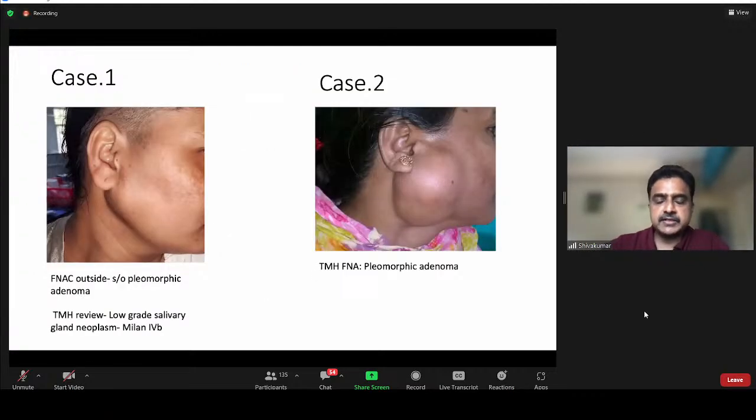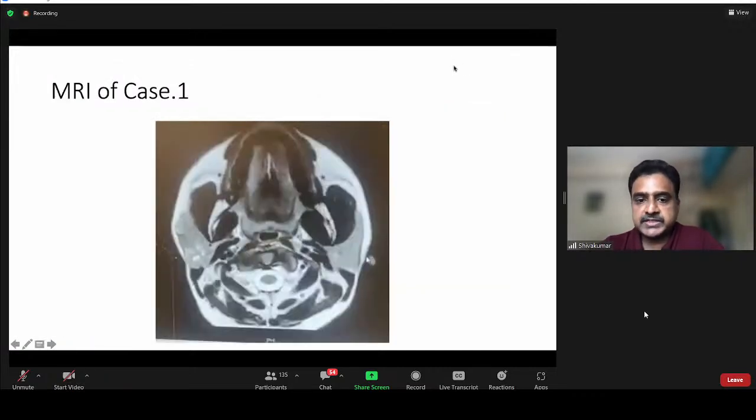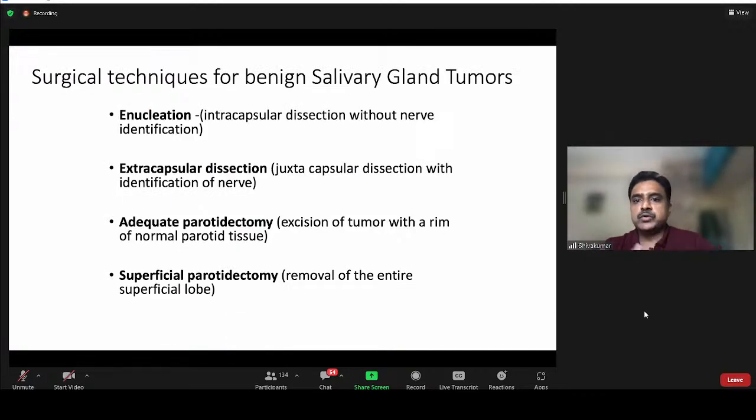Right. So now that we have investigated this patient, this was the FNA. The case 1 patient from our review suggested a low-grade salivary neoplasm, Milan 4B, and the case 2 patient was a clear-cut pleomorphic adenoma. Now going back, this was the MRI of case 1, which shows a lesion involving the superficial lobe, just short of going into the deep lobe, and coming to the extent of surgery for this low-grade salivary gland neoplasm or a pleomorphic adenoma.